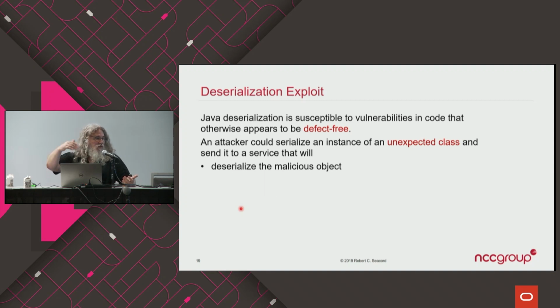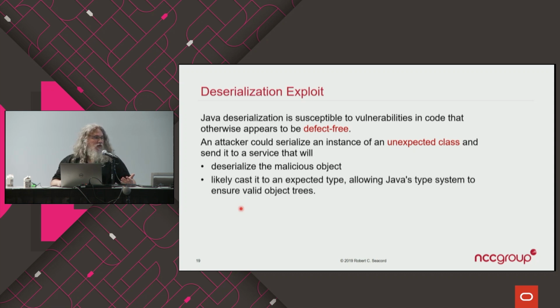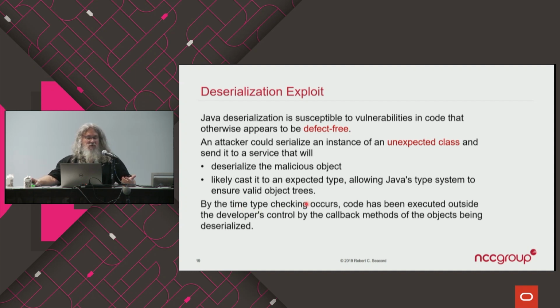So before, we wrote that code expecting there to be a bicycle object when we called readObject, but it could be any kind of object, right? You're just expecting it to be a bicycle object. So your code is likely going to cast that to an expected type. That would typically allow Java's type system to ensure valid object trees. But by the time that type checking occurs, it's already too late. Basically, by the time the readObject method returns, the exploit has completed execution, and all the damage has been done. So this is too late in the process to fix the problem.